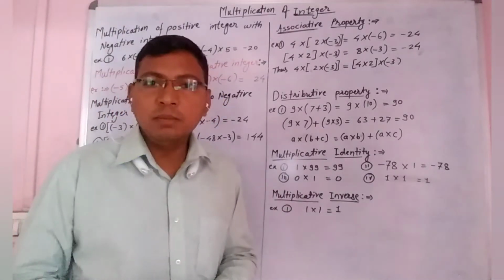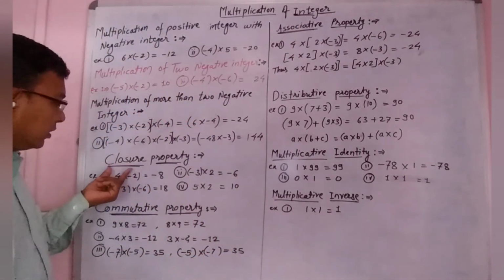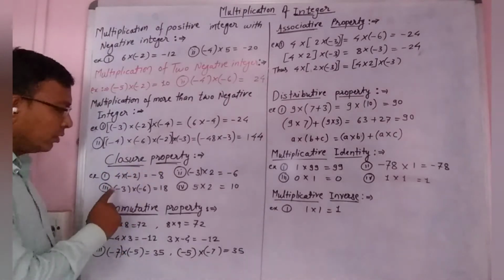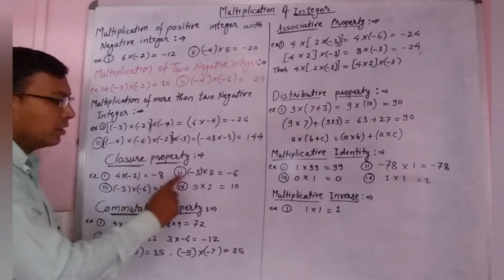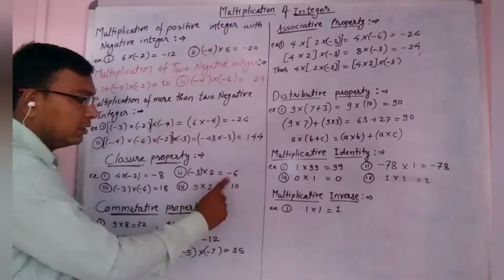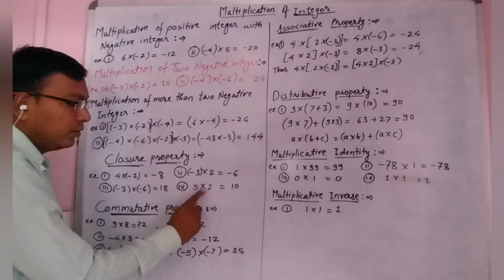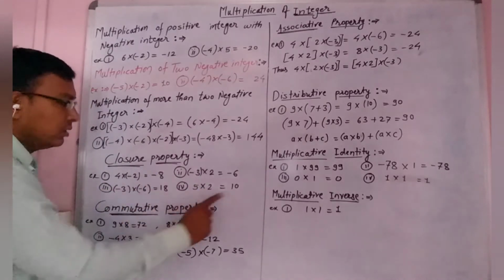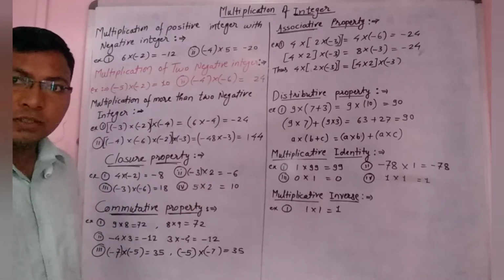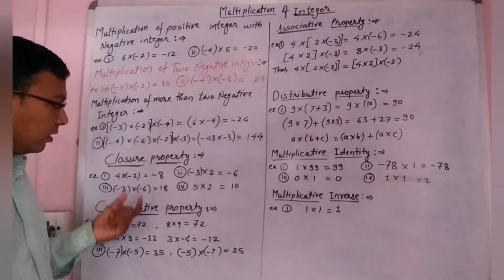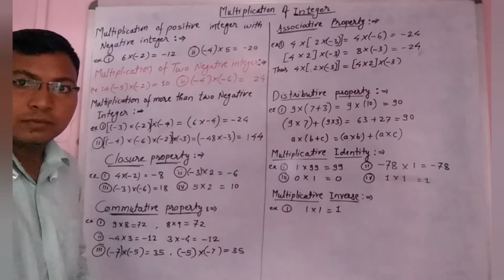Now we will see some properties of multiplication. First is the closure property. In the closure property we see the examples 4 into minus 2, that is minus 8. Minus 3 into 2, that is minus 6. Minus 3 into minus 6, that is 18. 5 into 2, that is 10. From the above examples we conclude that all the answers are integers, which means that integers are closed under multiplication.